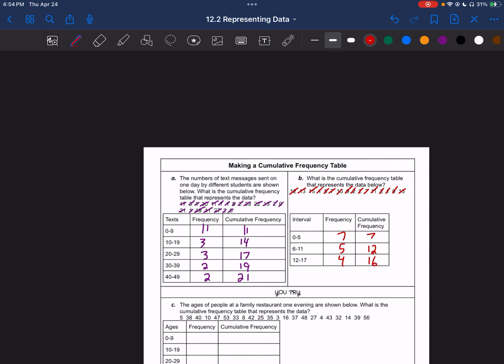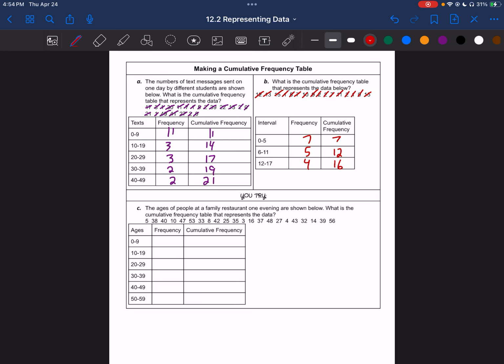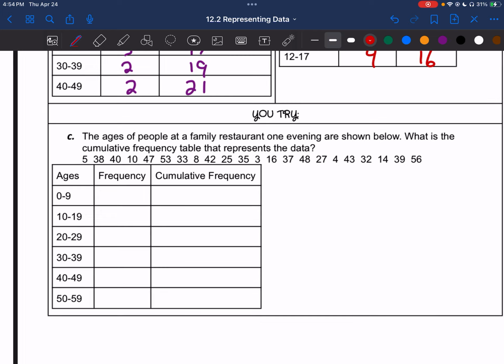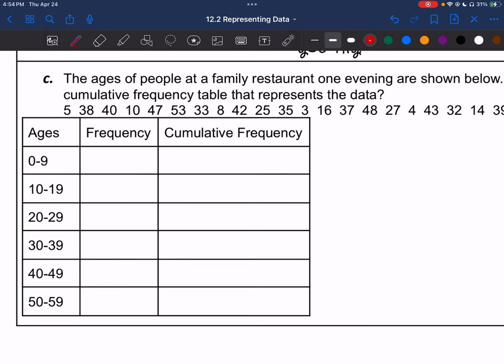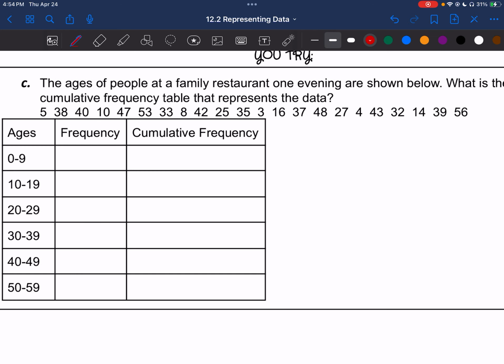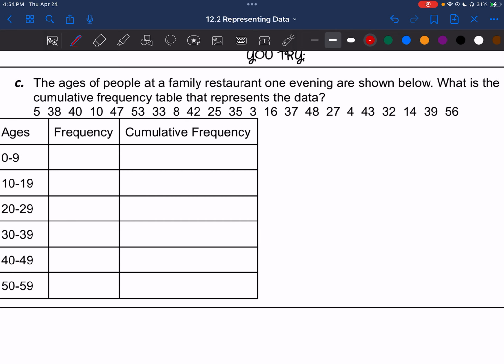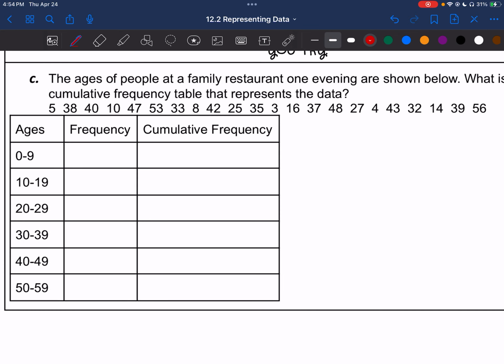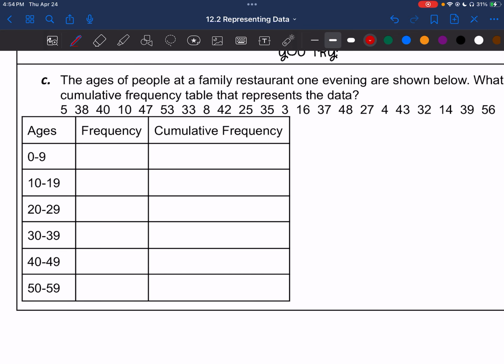So you have one last one to try on your own. You're going to check your work against mine. So the ages of people at a family restaurant on one evening are shown below. What is the cumulative frequency that represents the data? So people between the age of 0 and 9, we have 1, 2, 3. Did I miss one? 1, 2, 3, 4, which is a cumulative of 4.